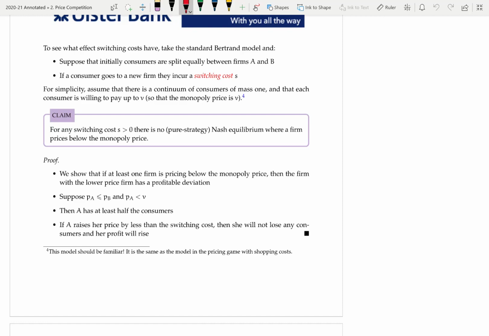So the proof here, well, we just need to show that for any pair of prices where one firm is pricing below the monopoly price, then the firm with the lower price has a profitable deviation. So let's suppose that firm A is pricing at a level less or equal to firm B, and firm A is pricing below the monopoly price. Then firm A must have at least half the consumers because they are the lower priced firm. And so if A raises her price by less than the switching cost, she will not lose any consumers and her profits will rise.